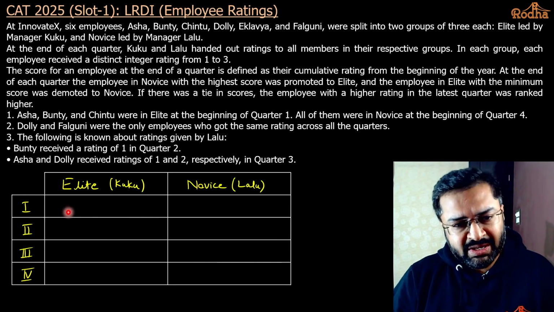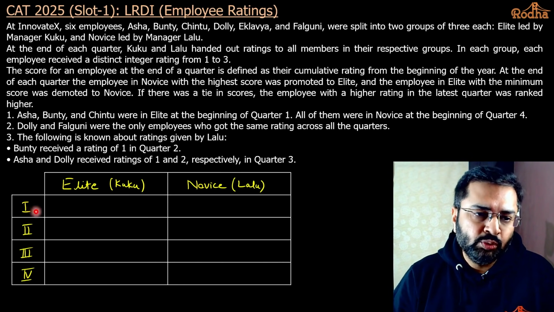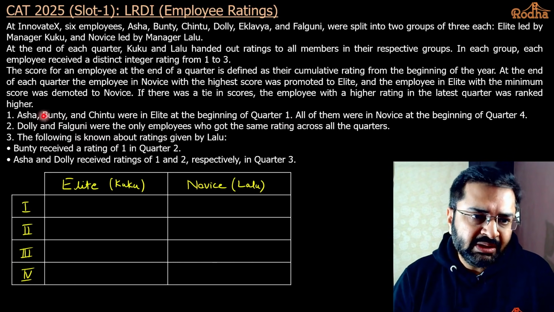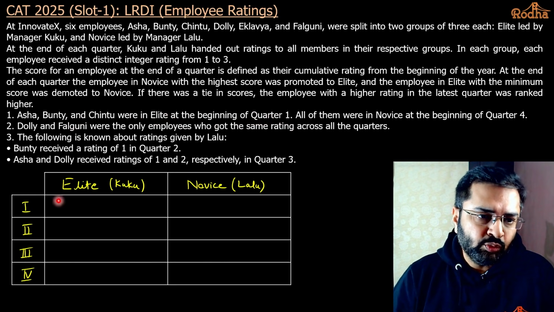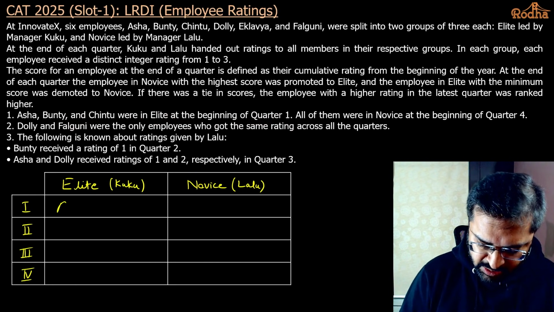So this row denotes the people who are in elite at the beginning of quarter 1. So here we'll write beginning of quarter 2 like that. Now it's given here that ABC were in elite at the beginning of quarter 1. So here we can write ABC. So this is A, this is B, and this is C.